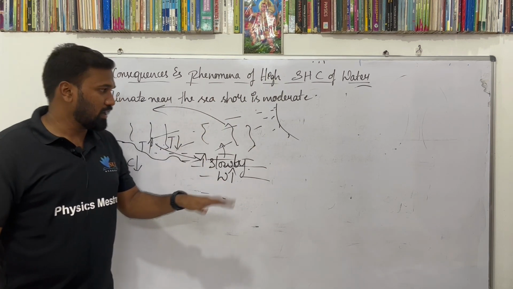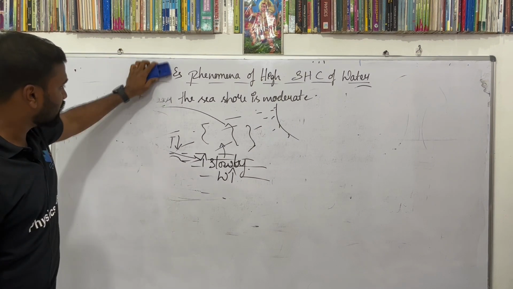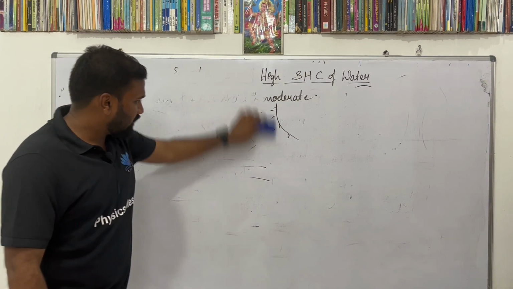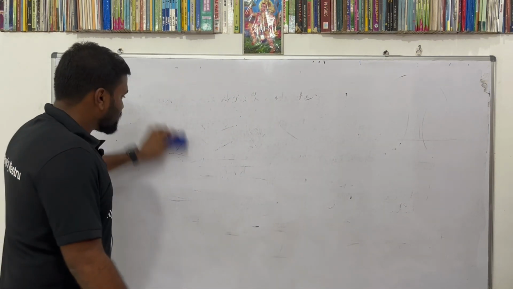Clear? Okay, fine. So these are all the concepts which come under natural consequences and phenomena, theoretical concepts, which we need to observe carefully and understand. I hope you understood all the things very clearly.